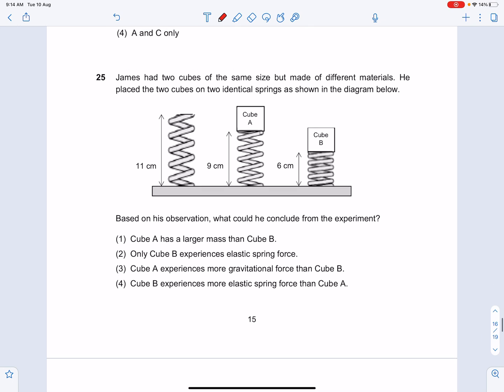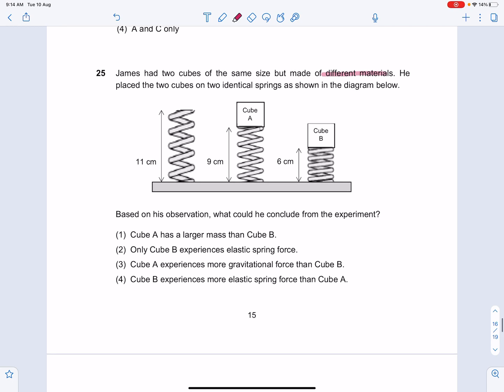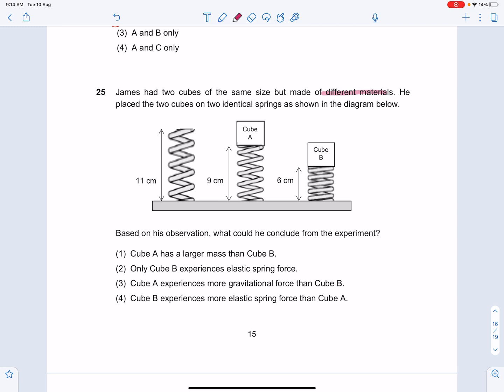25. James had cubes of the same size but made up of different materials. He placed the 2 cubes on 2 identical springs as shown in the diagram. Based on his observation, what can he conclude from the experiment?